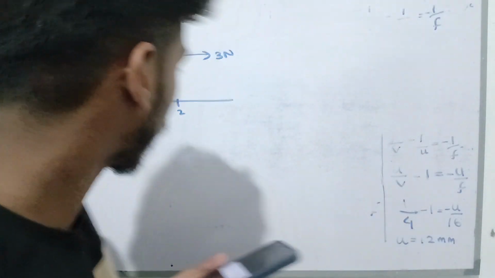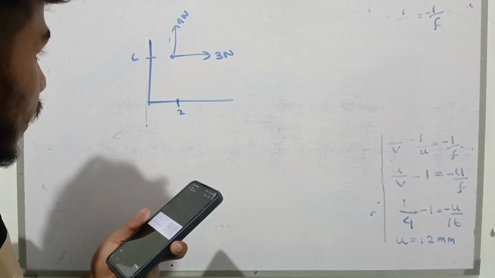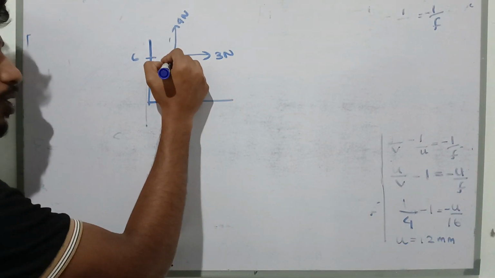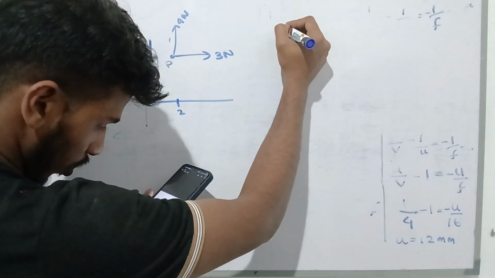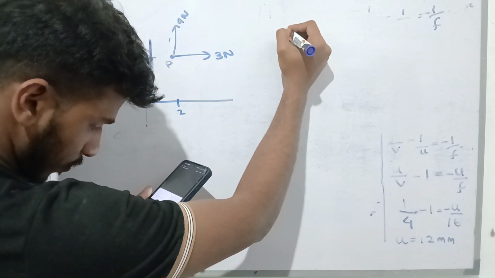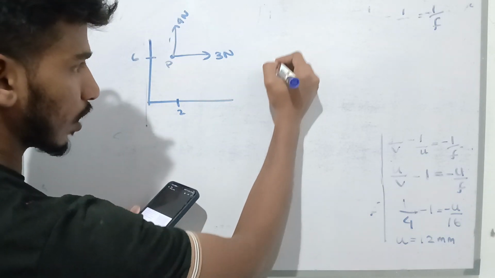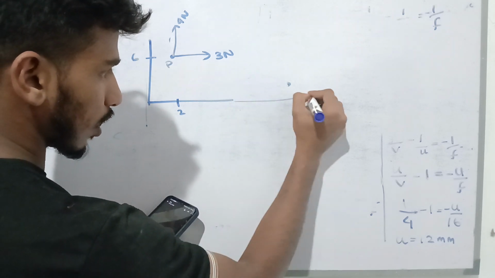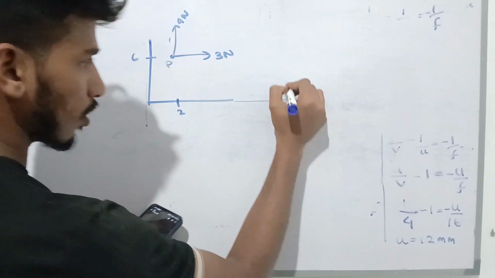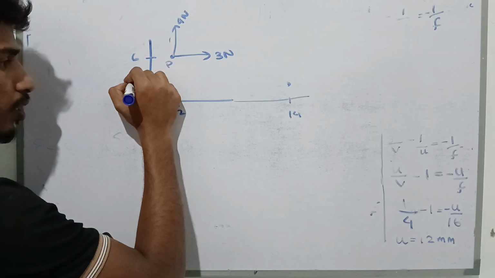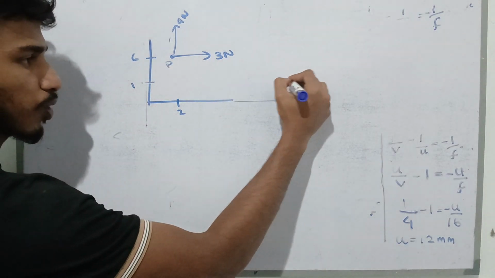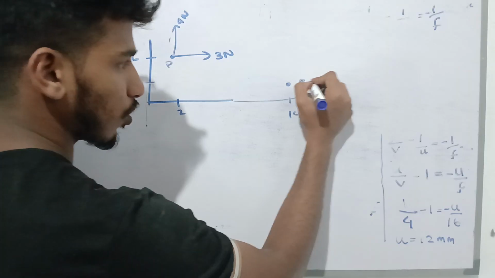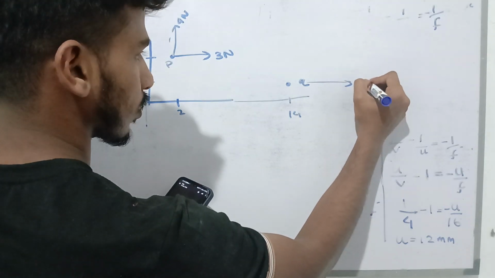After this, they are saying it has moved from point P to point Q. Point Q is x is 14, y is 1. Something around here. This is point Q. So the force will be again remaining the same, okay? It is 3 and 4.